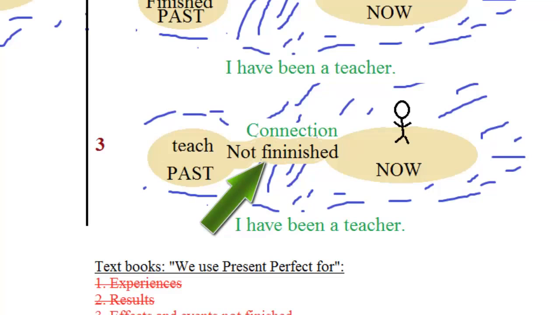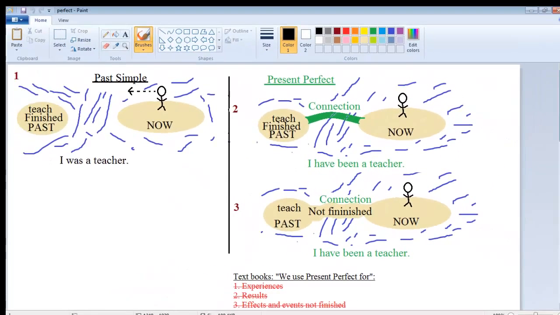So in this example, when I say teach, this is a not finished action, and it says, oh, I have been a teacher. And this island is automatically connected to now. I don't need to make a bridge. It's already connected. If I look into the past and an action that's not finished, I don't have any choice. I have to use present perfect because the action in the past is automatically connected to now. The island in the past is already and automatically connected to now.